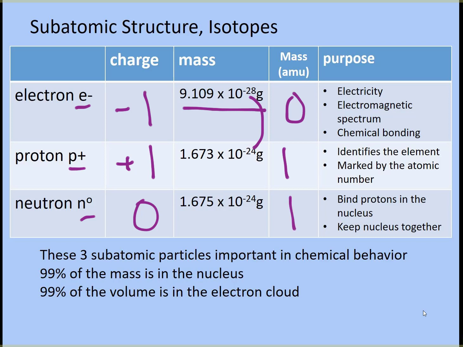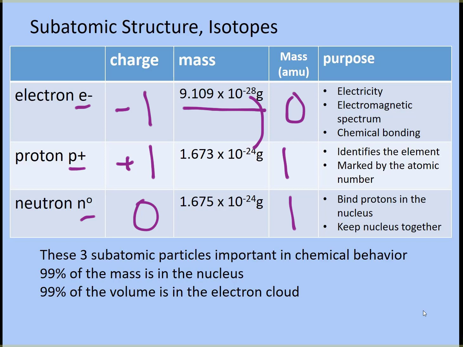So in the nucleus are protons and neutrons, and that's where the mass of the atom is. Outside the nucleus, that's where the electrons are. Electrons are responsible for electricity, the electromagnetic spectrum, which we'll talk about later, and chemical bonding. Protons identify the element. The atomic number is the number of protons, and it's the big, large number in each box of each element on the periodic table. The neutron helps bind the protons in the nucleus and keeps the nucleus together.